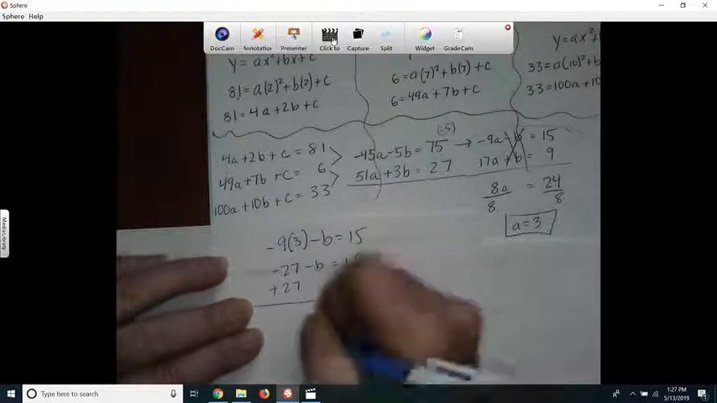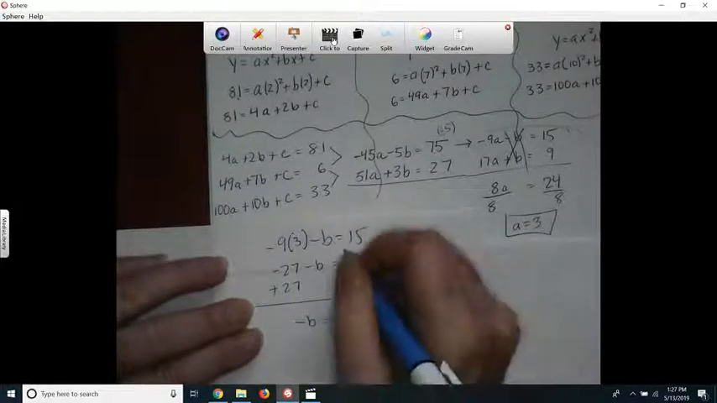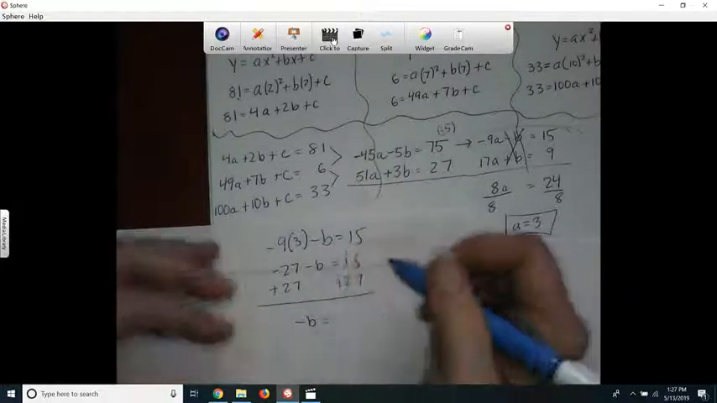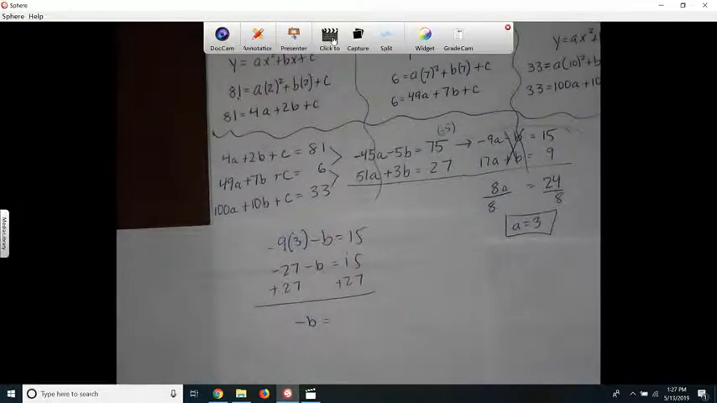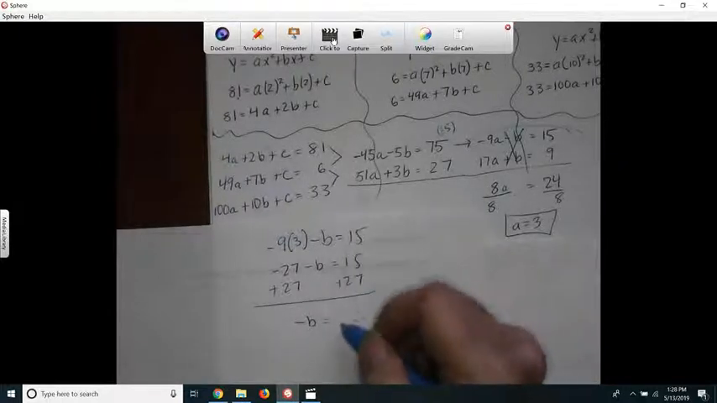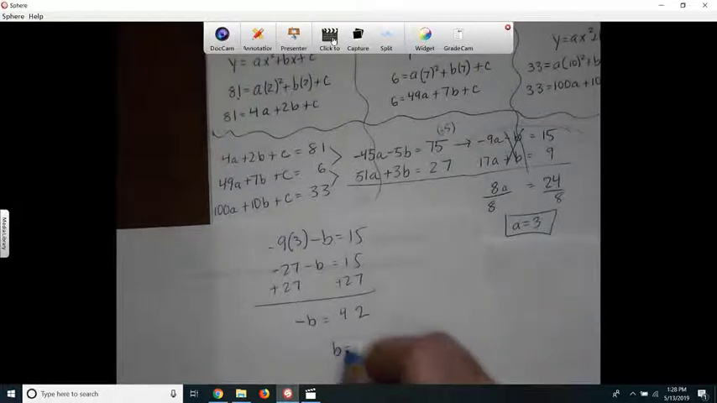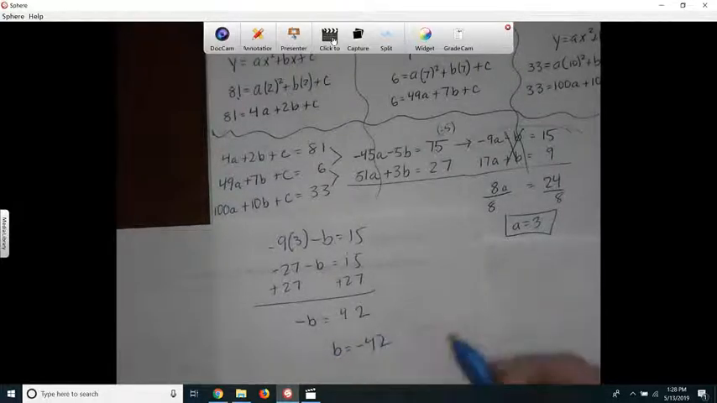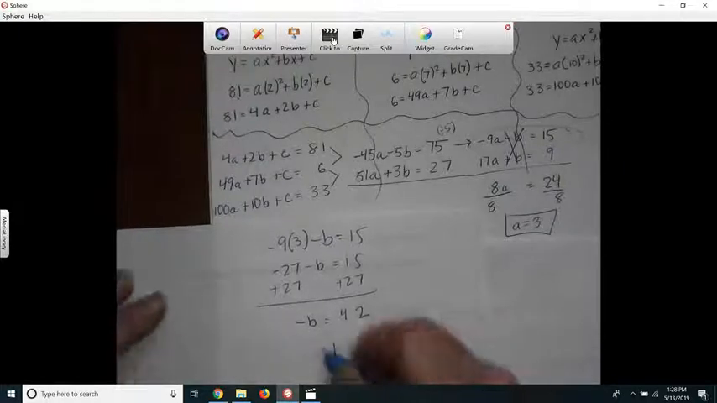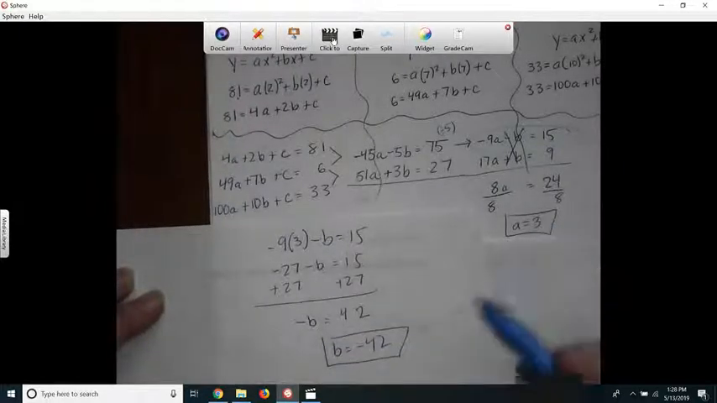So I got negative b equals 42, so b equals negative 42. I'm going to check that with the answer key and make sure that's right. Yes, b is negative 42. So I got A and I got B.